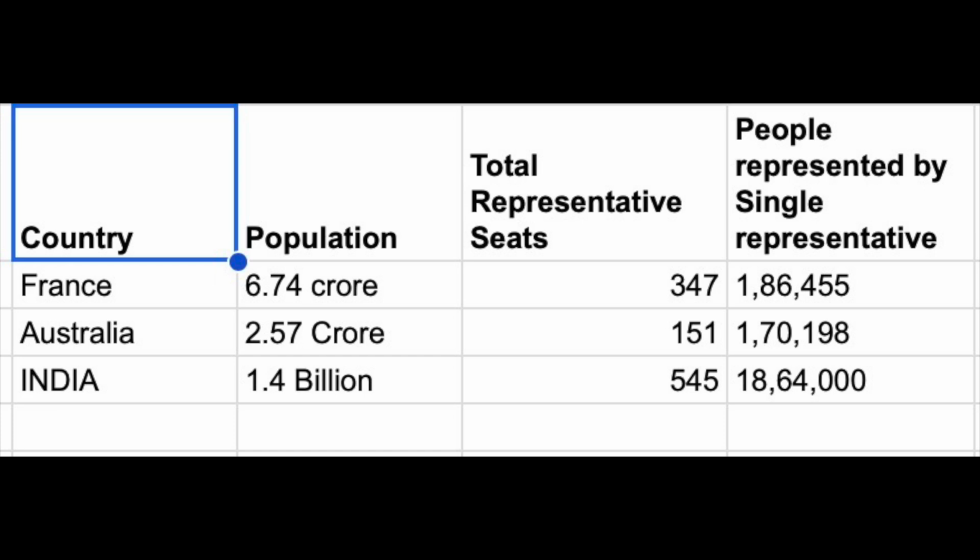Now compare that to Australia, which has a population of 2.57 crore people and has 151 seats, and they represent nearly 1,70,000 people only. Now India, with a population of 1.4 billion people, having 545 MPs, as we were discussing, covers around 18 lakh 34,000 people. However, theoretically increasing the MP seats with regard to the increasing population might sound right.